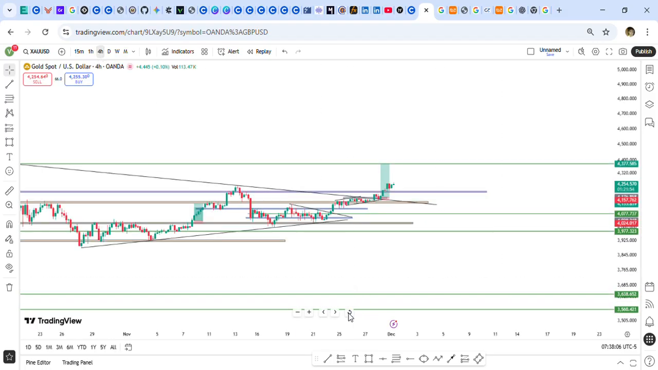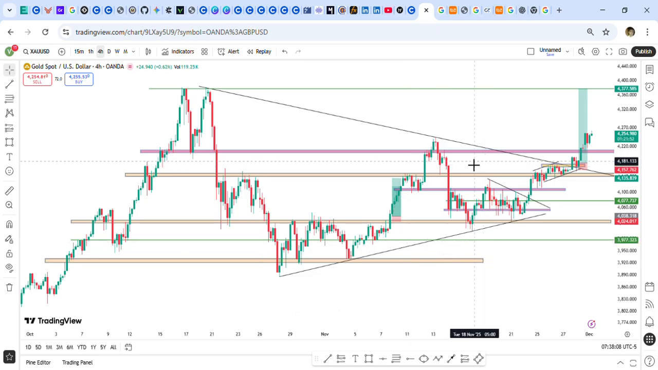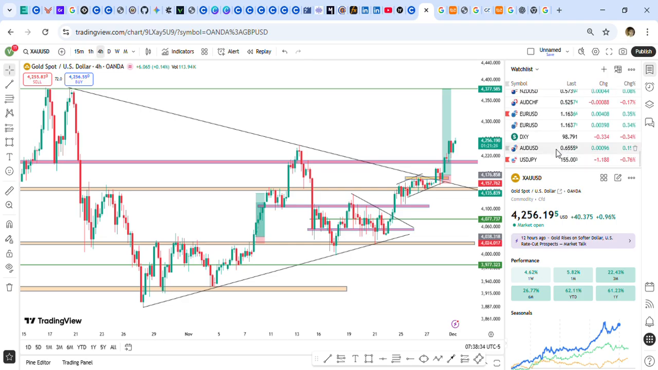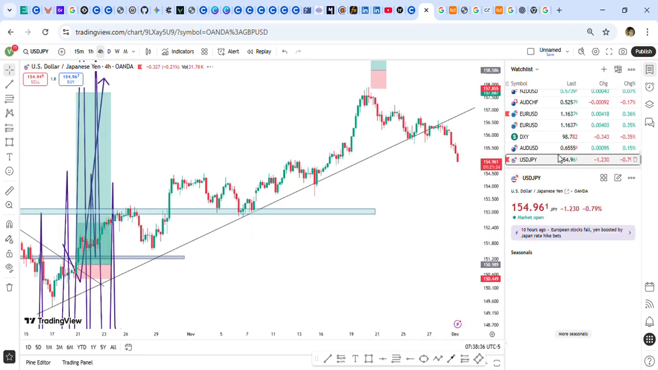Let's see what the 4-hour time frame is showing us. The 4-hour time frame is showing bullish. Why? This is a breakout of a bearish trend line, a descending trend line. This is a support zone, a breakout of the support zone, turned resistance. So I'm going for the upside on gold. That's my watch list.